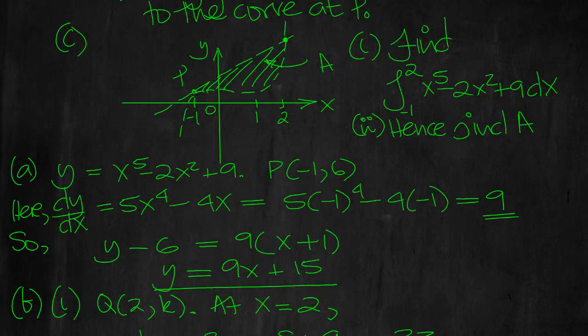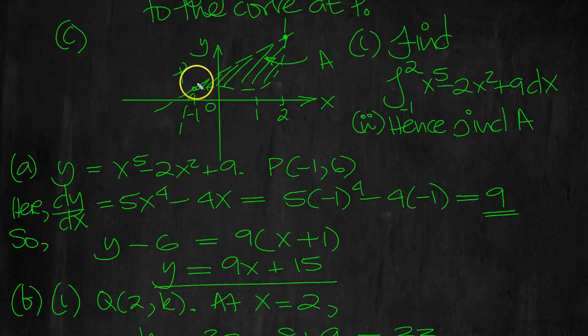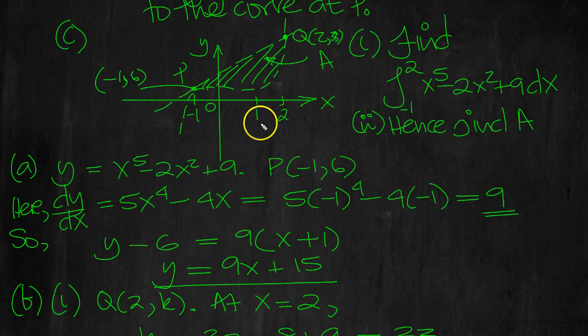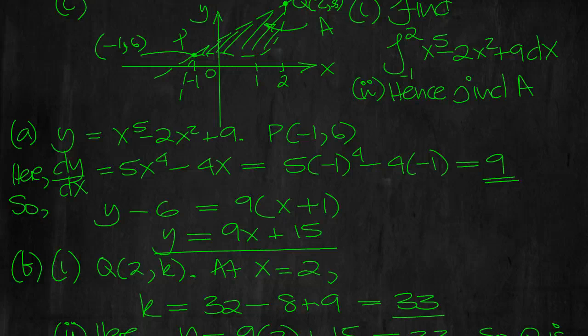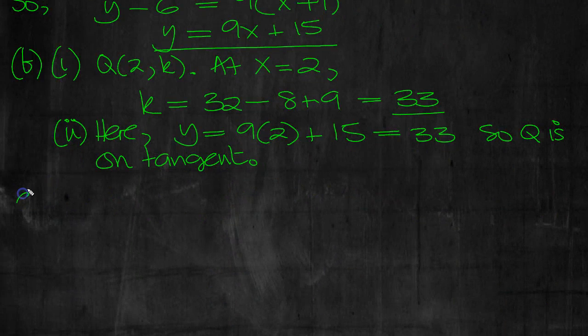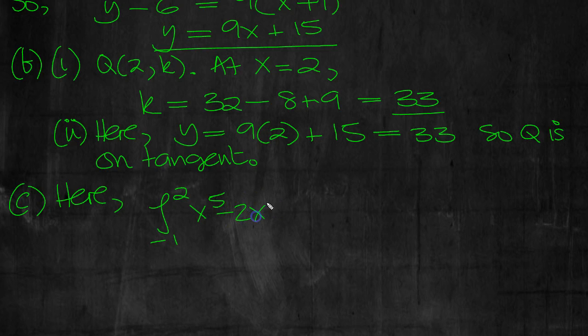Let's have a look at C now. We've got this curve, the curve itself of the function. Here's the tangent. Here's the point (minus 1, 6), wasn't it? So let's put that in now. And this was the other point on the curve, Q, which was (2, 33). Okay, so part C, find this integral, and then hence find the area A, the shaded area. So let's just concern ourselves with this integral then. So part C, the integral between minus 1 and 2 of x to the 5 minus 2x squared plus 9 dx.